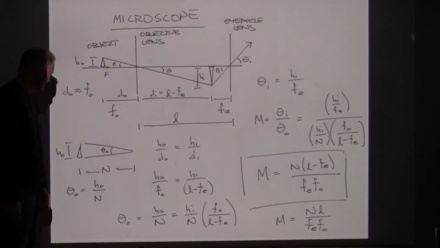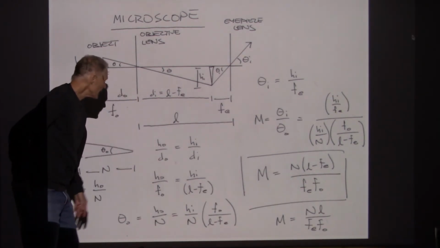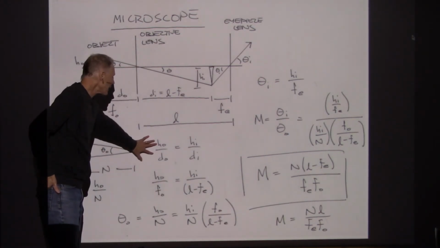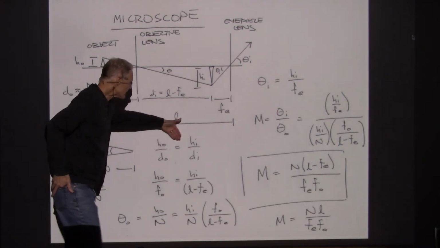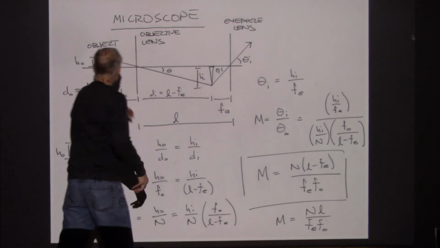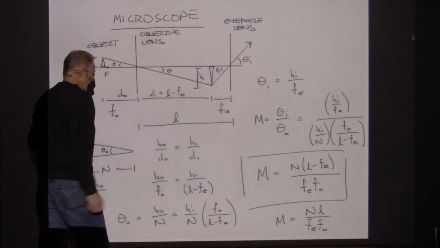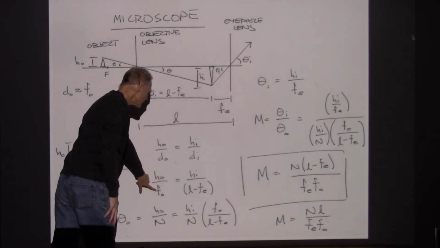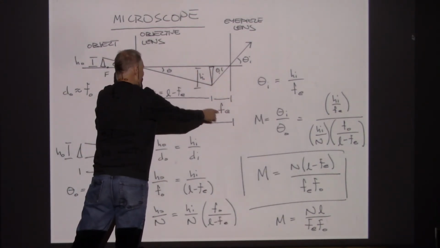What we're going to say is that HO over FO is equal to HI over L minus FE. That comes from here. So we should start here. HO over DO is equal to HI over DI. That's just these two similar triangles. And DO is approximately FO. That's a pretty good approximation. And DI is L minus FE.